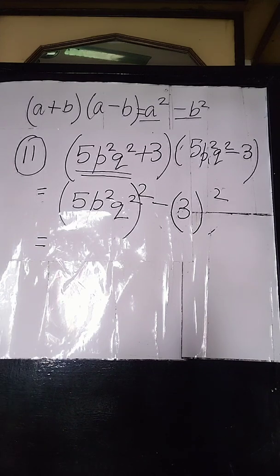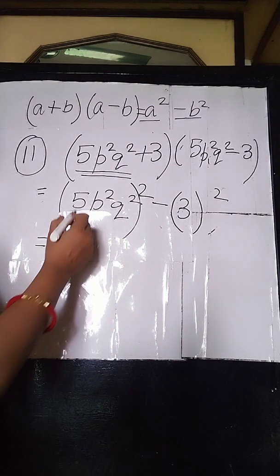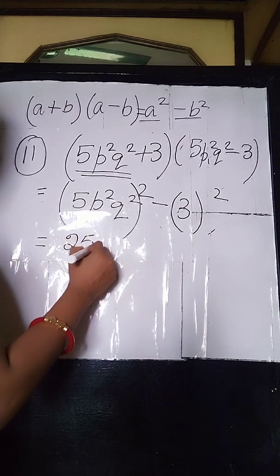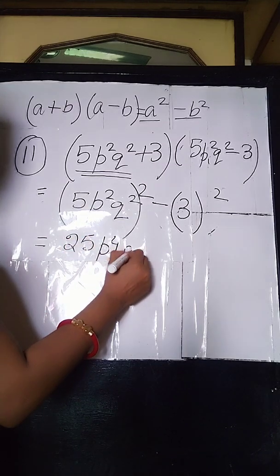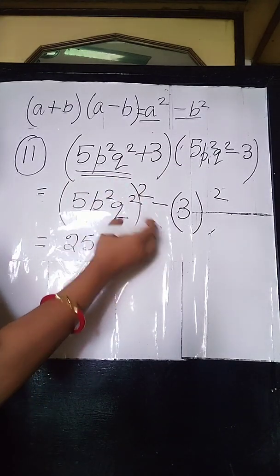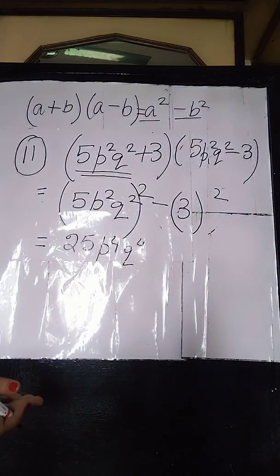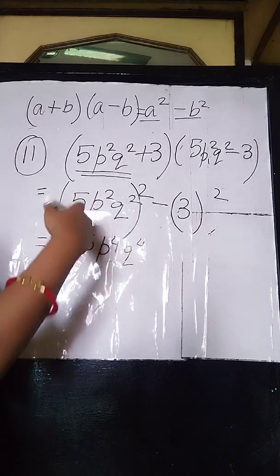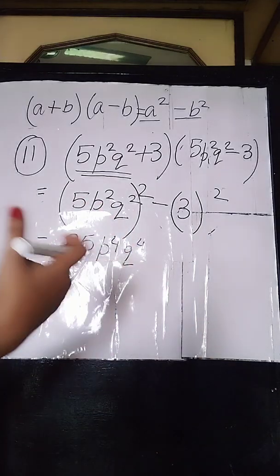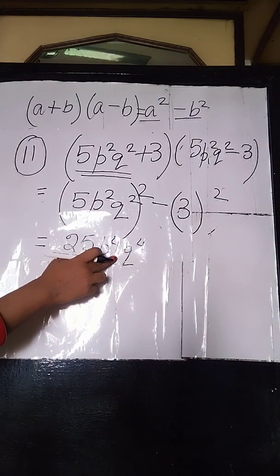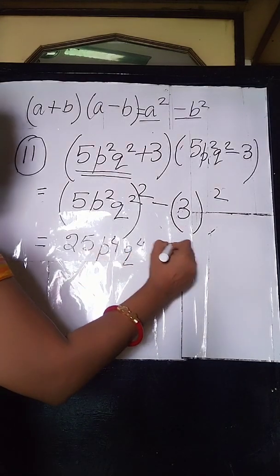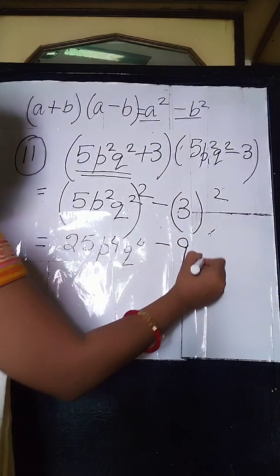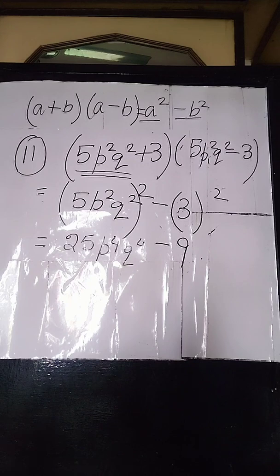Now we will simplify. We will remove the bracket and see what we get as the answer. 5 into 5, 25. P to the power 4, Q to the power 4, because by removing the bracket everything will get squared. 5p square q square into 5p square q square gives 25p to the power 4 q to the power 4, minus 3 threes are 9. So this is the answer of sum number 11.